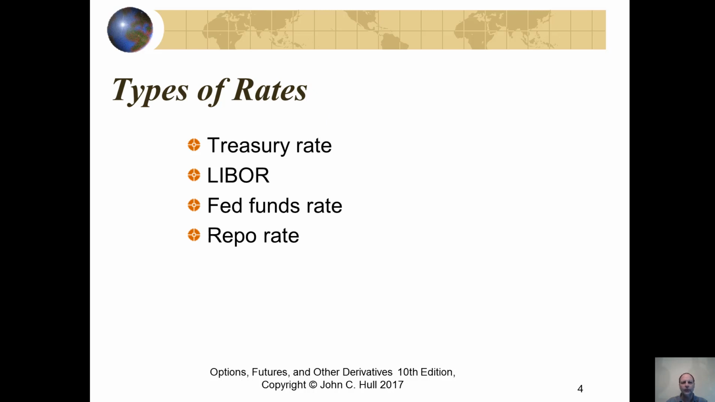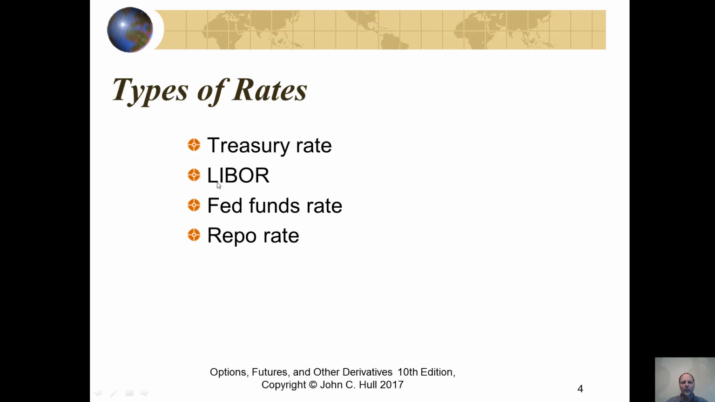Treasury bills are short-term debt instruments issued by the United States government. There are also Treasury notes, which are longer term. Generally, bills are considered up to 1 year. Notes are considered 1 year to 10 years, and bonds are longer than 10 years.